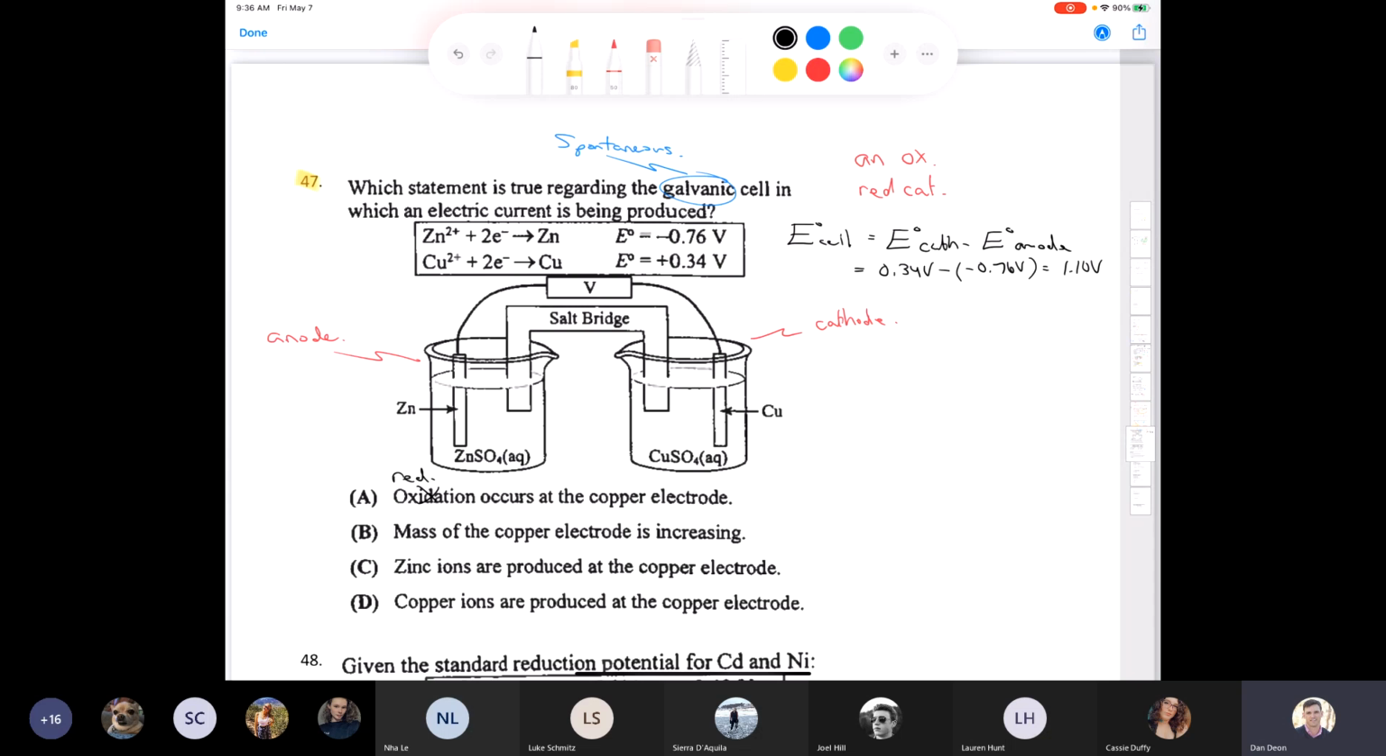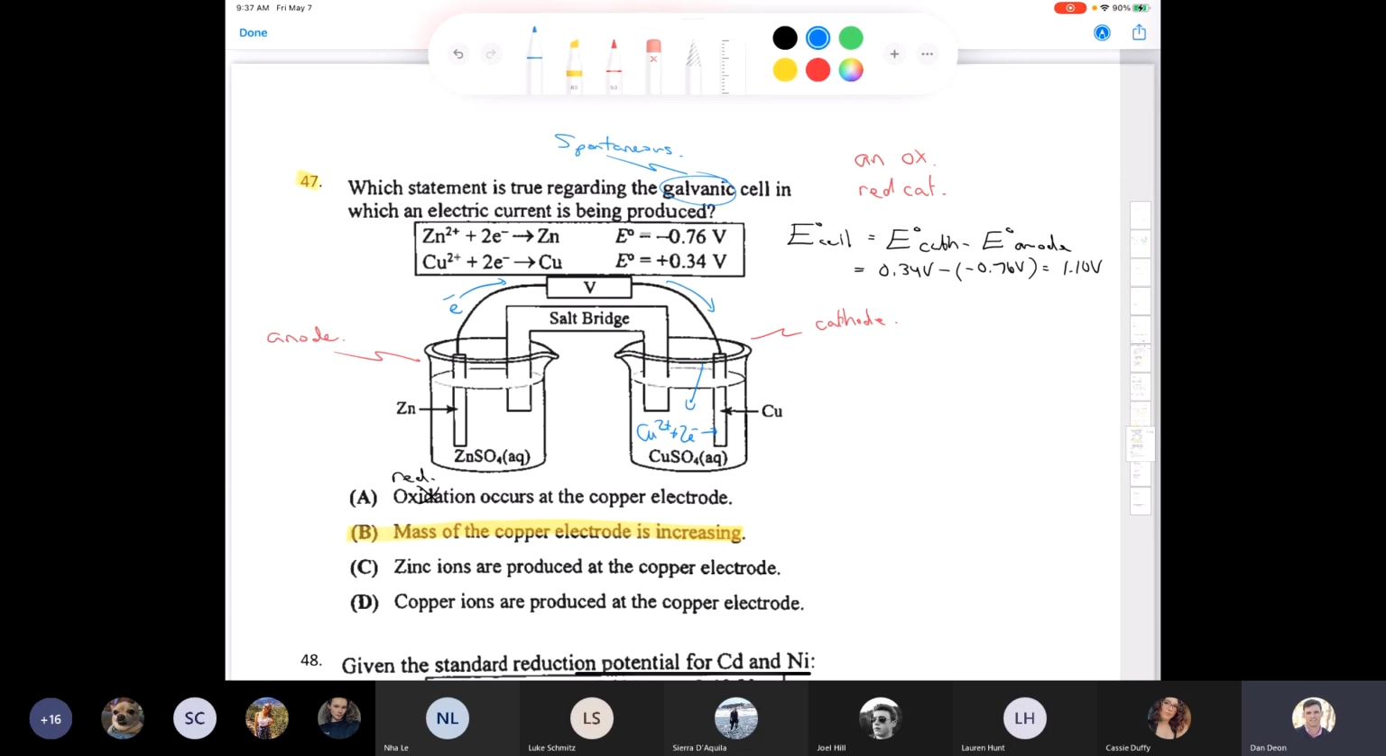Next, it says B, the mass of the copper electrode is increasing. Well, if we have our flow of electrons going from the anode where oxidation is occurring, right, the electrons are flowing in this direction, what happens is that the electrons are coming down into here where we have the copper 2+ ions, and when they combine with the electrons, we're forming solid copper, right? So copper is depositing on the copper rod, and so the mass of the copper electrode is increasing.